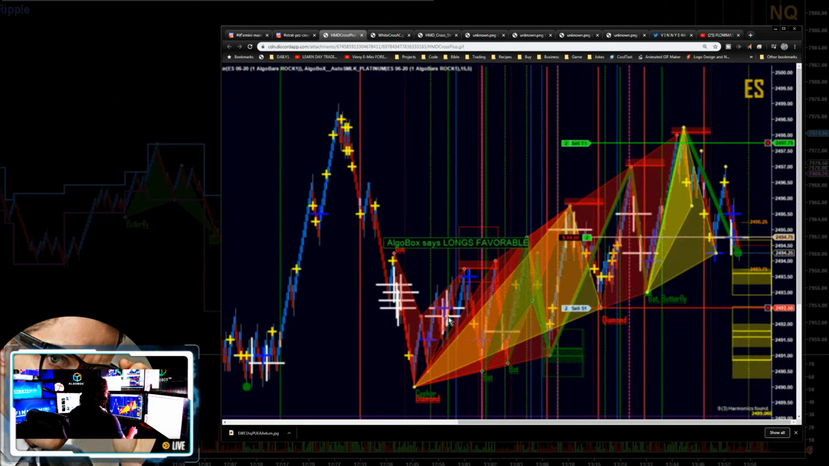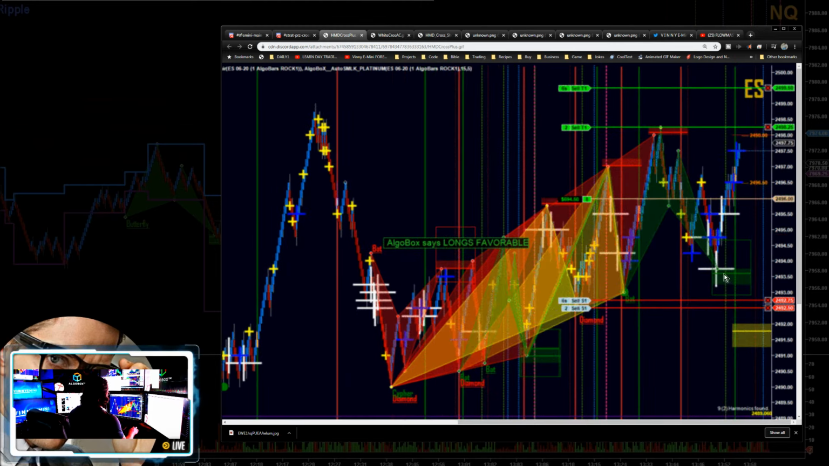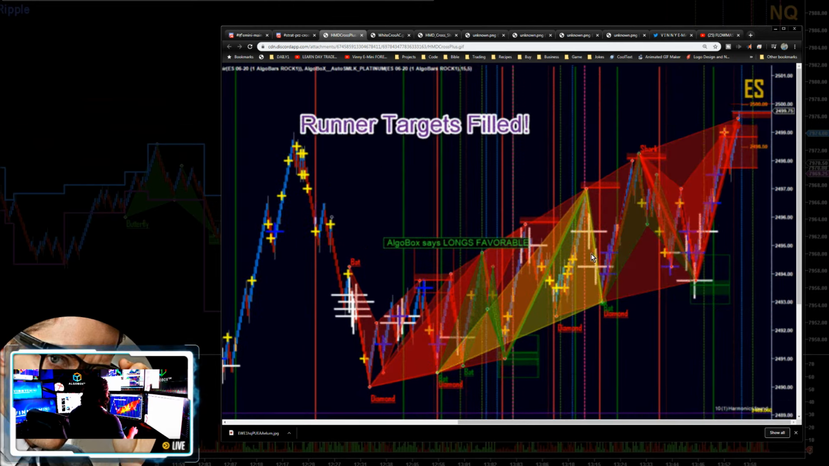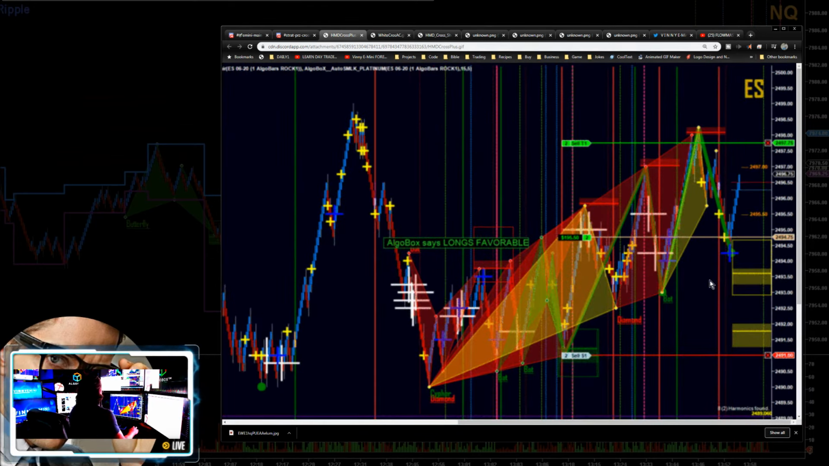Did it dip into this area? I think it did. Let's see. Pretty close. No, pretty close. White cross came in just up above it. There were white crosses over here as well. Again, lots. This kind of told me everything.